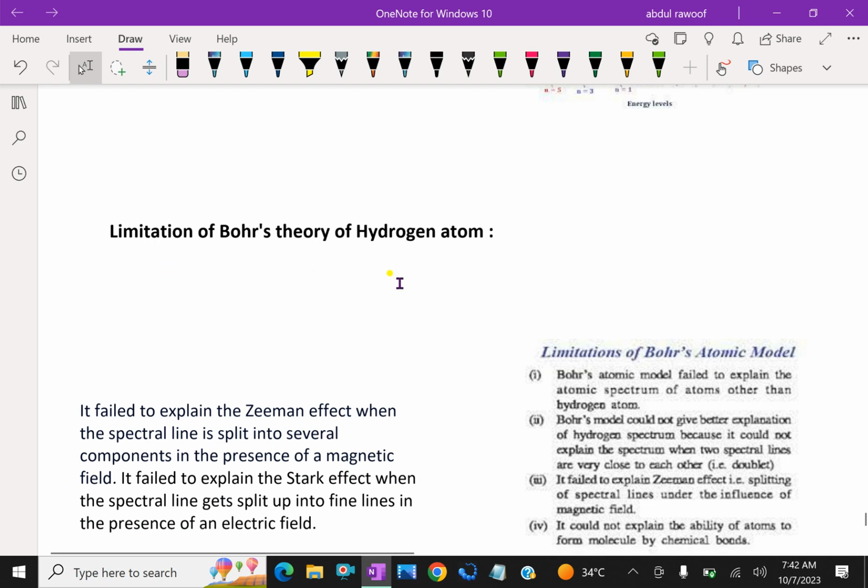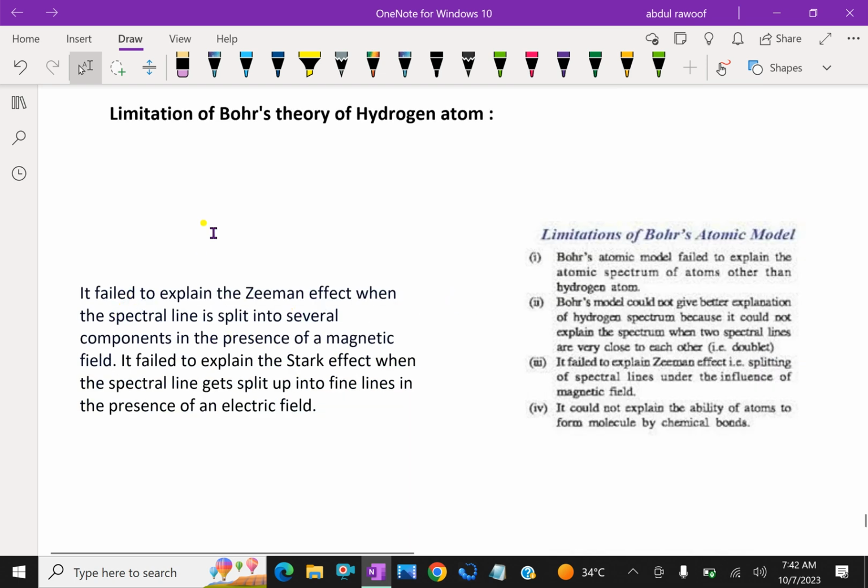Even though Bohr's model gives an explanation of the energy levels of a hydrogen atom, it still has some drawbacks. Niels Bohr's model of the hydrogen atom failed to explain the Zeeman effect, when the spectral line is split into several components in the presence of a magnetic field. It failed to explain the Stark effect, when the spectral line gets split into fine lines in the presence of an electric field. Bohr's atomic model failed to explain the atomic spectrum of atoms other than hydrogen. It can explain only the hydrogen atom easily, not other atoms.